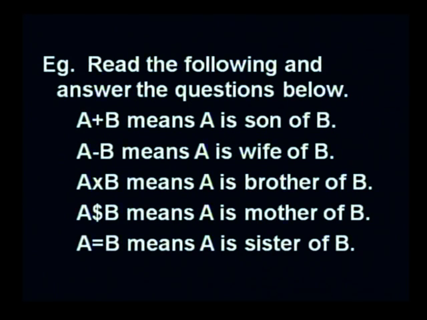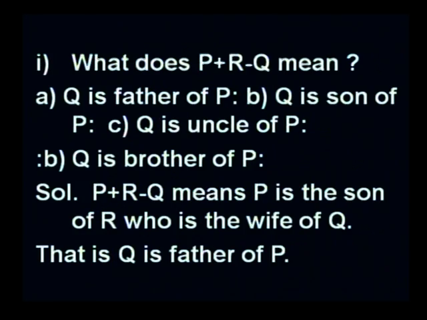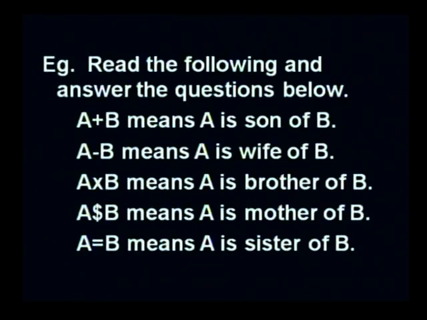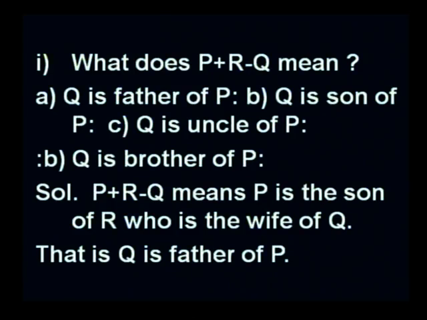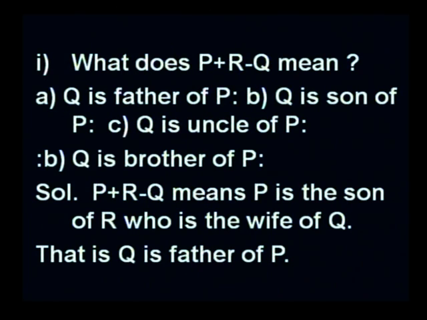I will just show you the code again. A plus B minus Q. So, minus, A minus B means A is wife of B. So, using this relationship code, if we write P plus R minus Q, what do we write? P is son of R, who is the wife of Q. So, what is the relationship now? Q is father of P.